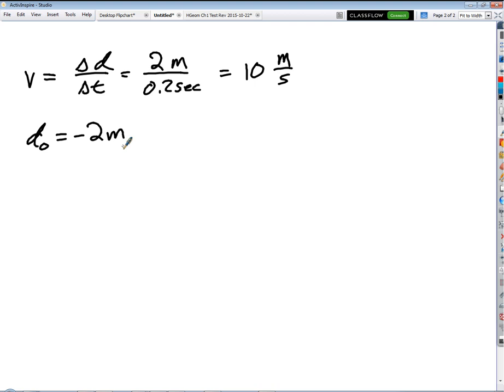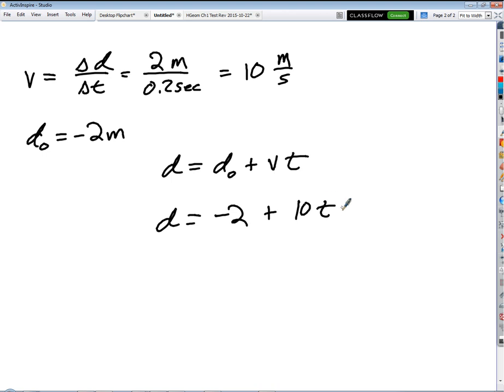And so now we can use the only equation we know: position equals initial position plus v t. So what's that give us for the equation of motion then? x equals -2 meters plus 10 times t, and I don't even care if you have the units in there. Yeah. Okay, good.